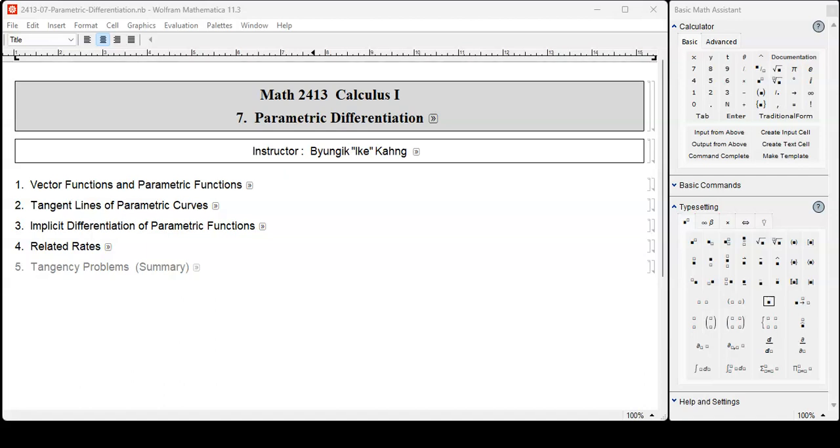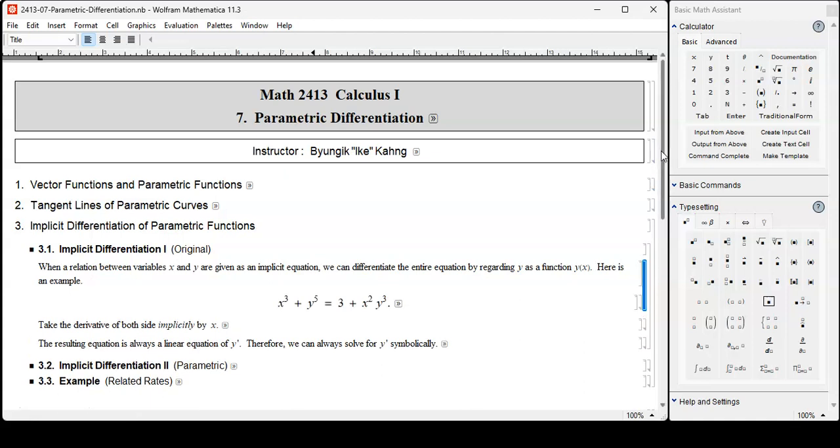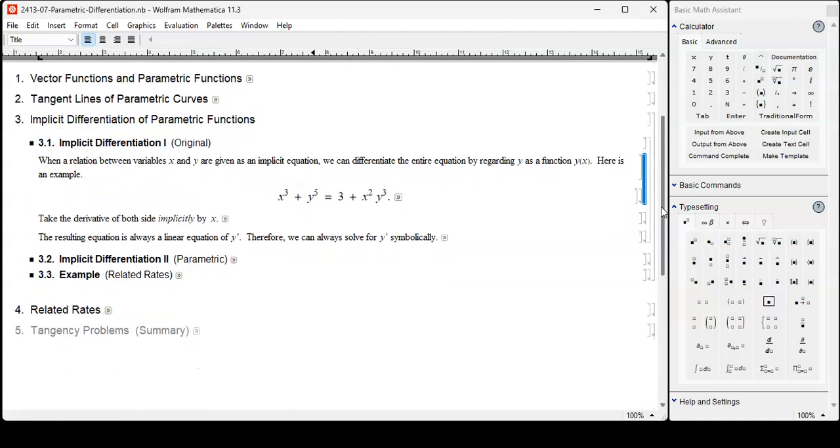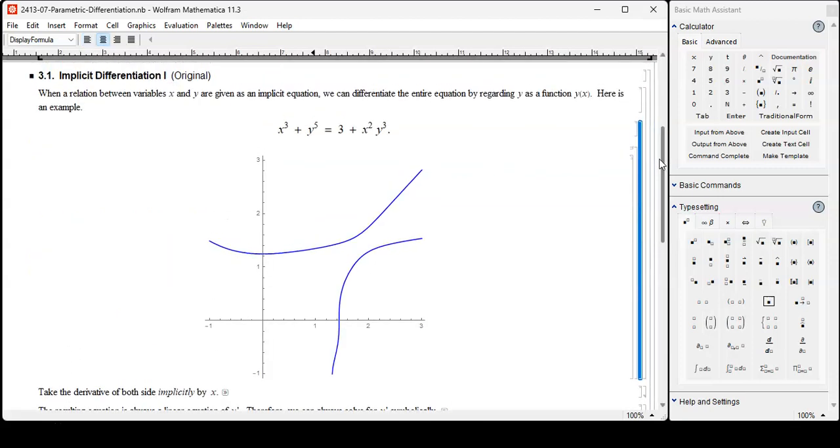Hello students, welcome back. The next topic is implicit differentiation. Let's go back to the same example that we studied in lesson 6. Here it is. Do you recall this? It's an implicit relation. Please note that x and y are related based upon an implicit equation: x to the third power plus y to the fifth power equals 3 plus x squared times y cubed. And do recall the picture as well.